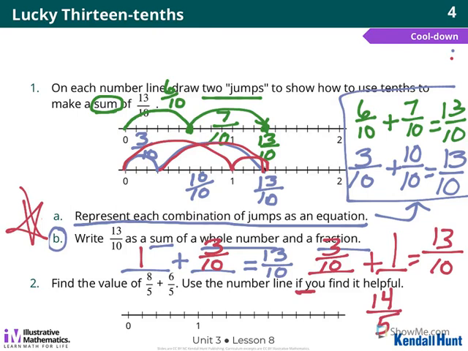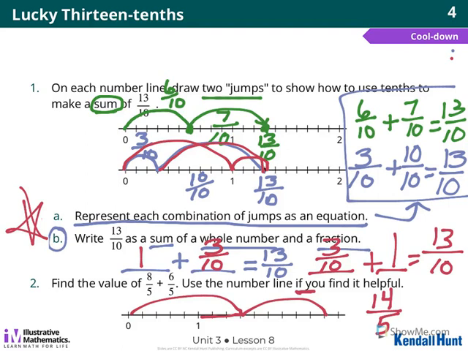But I could say, okay, 1, 2, 3, 4, 5, 6, 7, 8. Okay, so I could say 8/5 plus 1, 2, 3, 4, 5, 6. 6/5, right? Okay, that is your cool down.